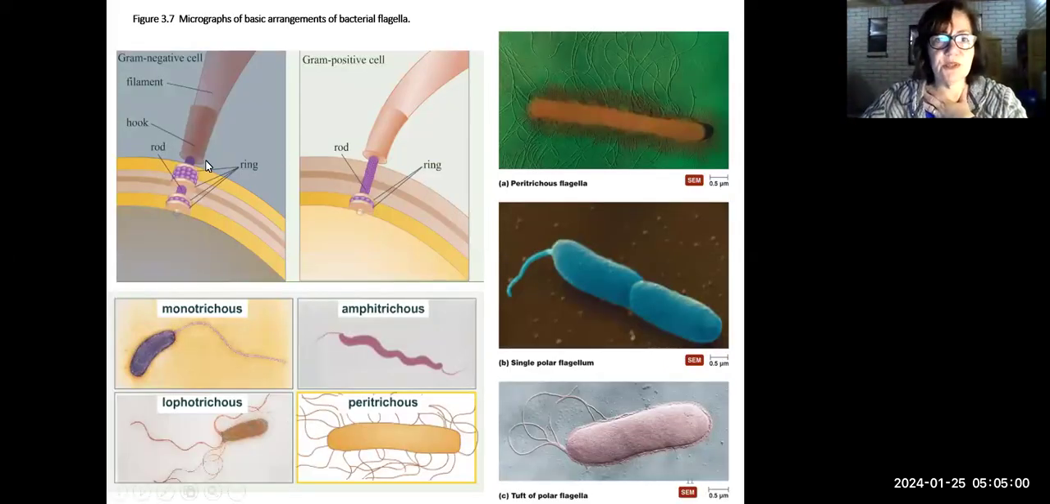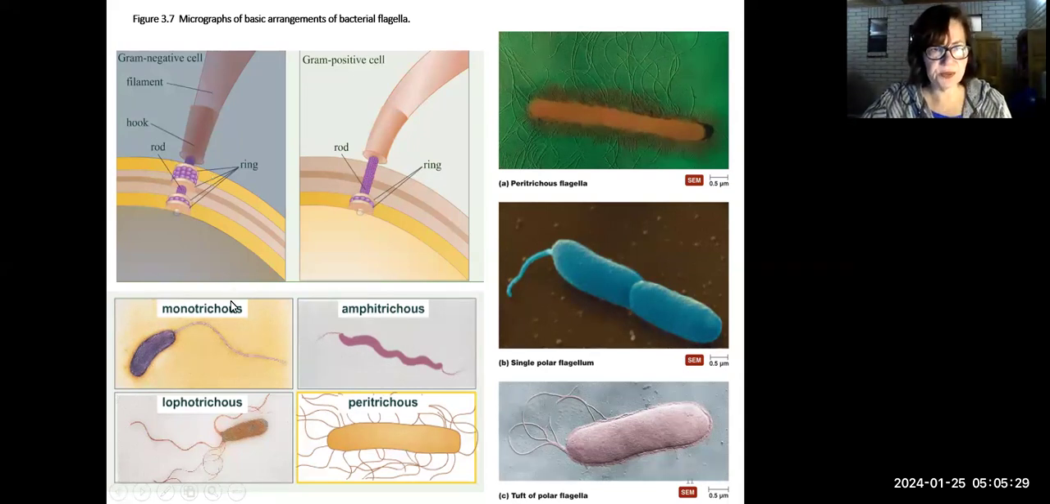Let's see, some cartoons over on the left. These are two different kinds of cell walls that we're going to go into later. What I wanted you to see is that the flagellum, the thing that's sticking out from the cell, can rotate, and where it rotates is here, where it's attached. We'll go into the difference between gram-positive cells and gram-negative cells later in this chapter.